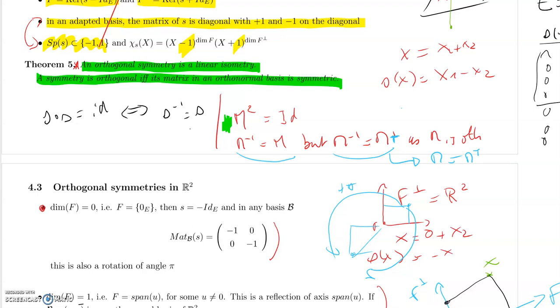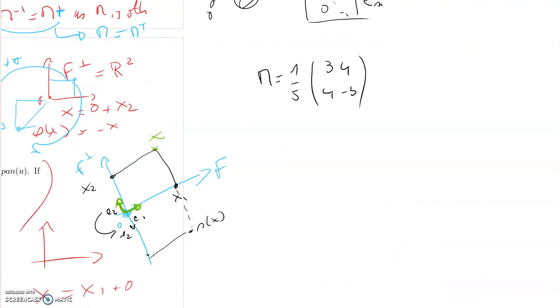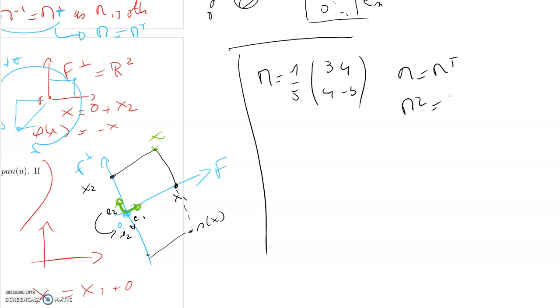Okay, so let's go back to our example. How can we use these kinds of results? Given this matrix M, first it's symmetric. Then you check that M squared is equal to the identity. From that, what can you deduce? Of course, you have to compute M squared. From this, you can deduce that M is an orthogonal symmetry.